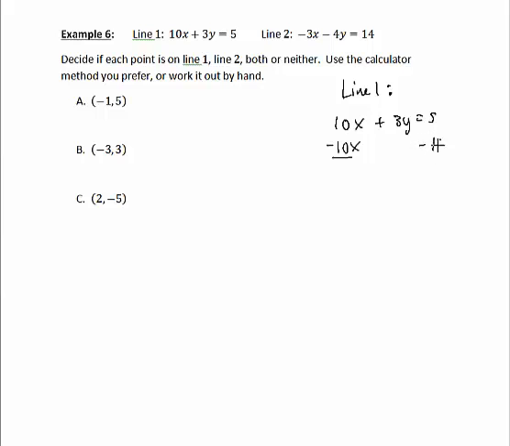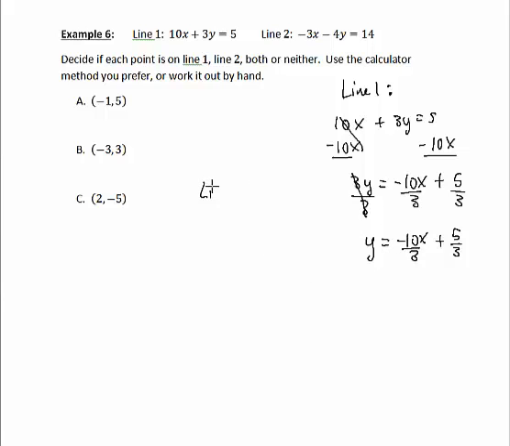So line 1, we start out by subtracting 10x from each side. And to finally get the y by itself, we divide by 3. And this is where most of the work is involved with the problem. Once we get the slope-intercept form, then we can enter these into the calculator, and it will do the hard work for us.